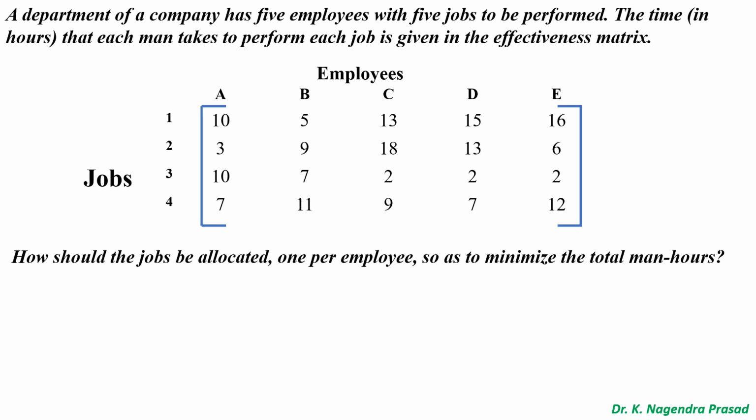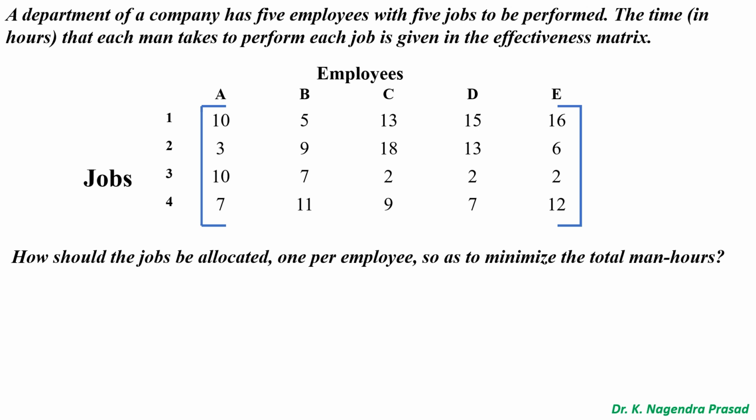In the present video, we solve the assignment problem by applying the Hungarian method. Let's see the problem. A department of a company has 5 employees with 5 jobs to be performed. The time that each man takes to perform each job is given in the effectiveness matrix. How should the jobs be allocated, one per employee, so as to minimize the total man hours?